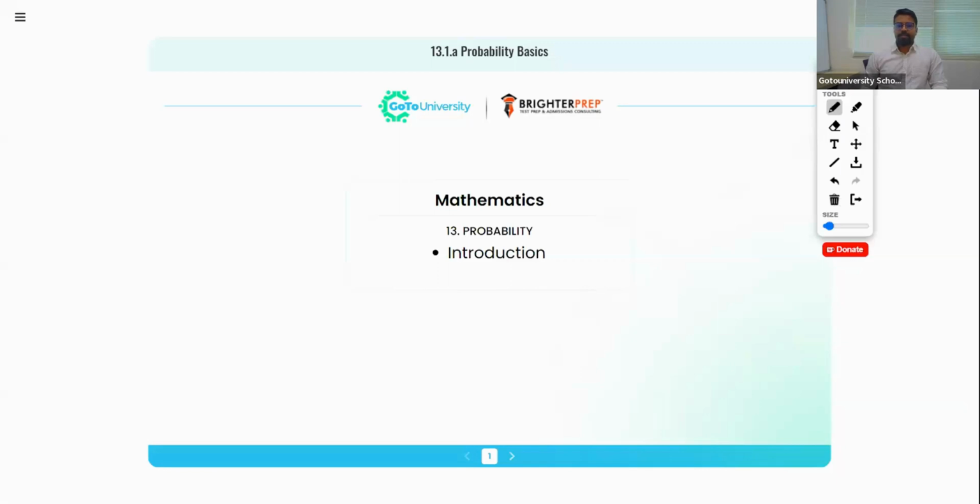So now let's start with today's concept, that is probability. What is probability? Before understanding probability, we need to know something called an experiment. What is an experiment? Any process in our day-to-day life which gives some result at the end of the process is called an experiment.